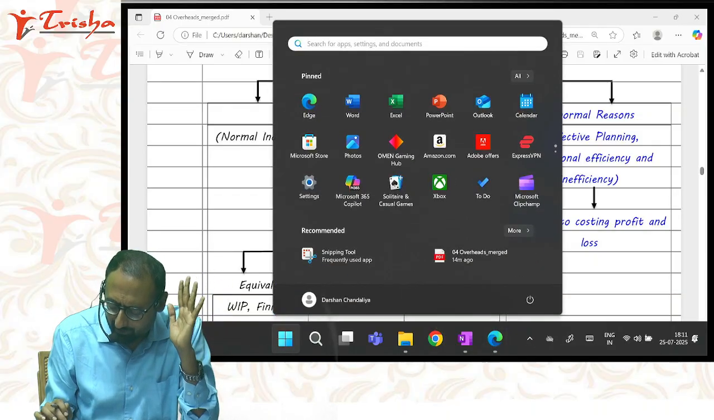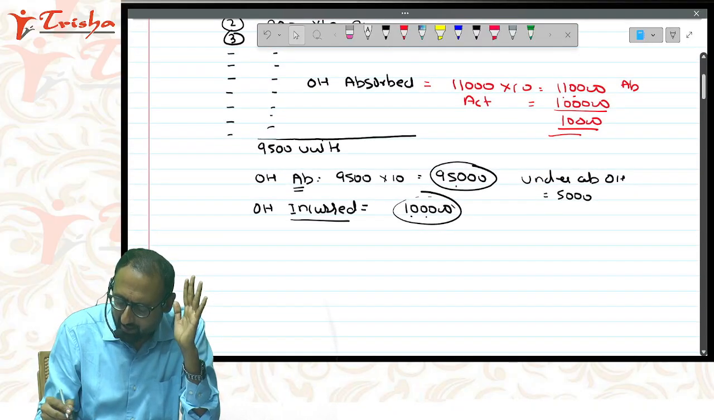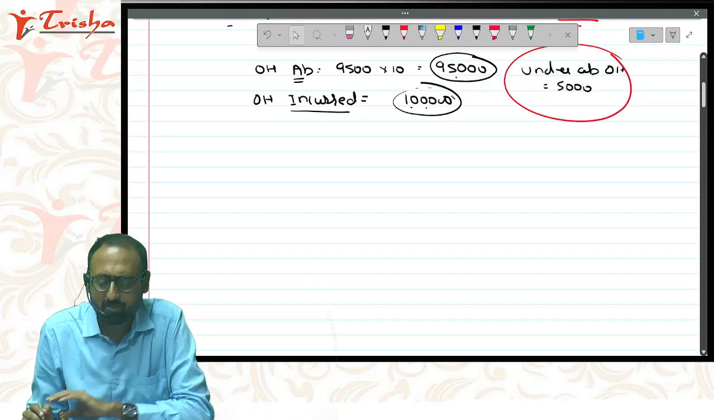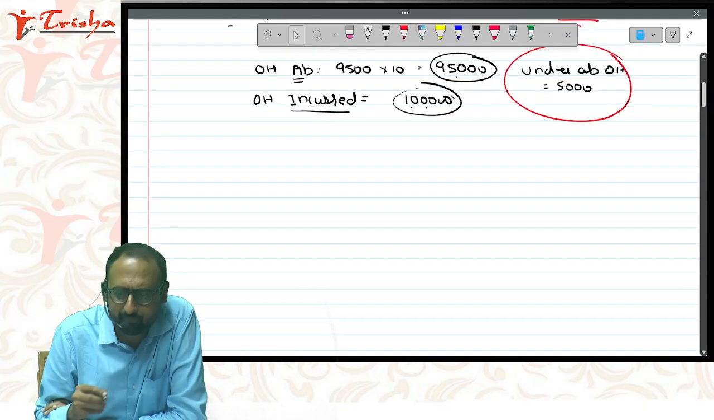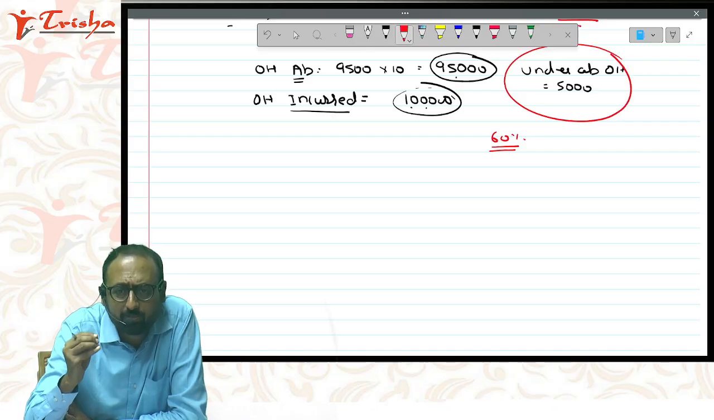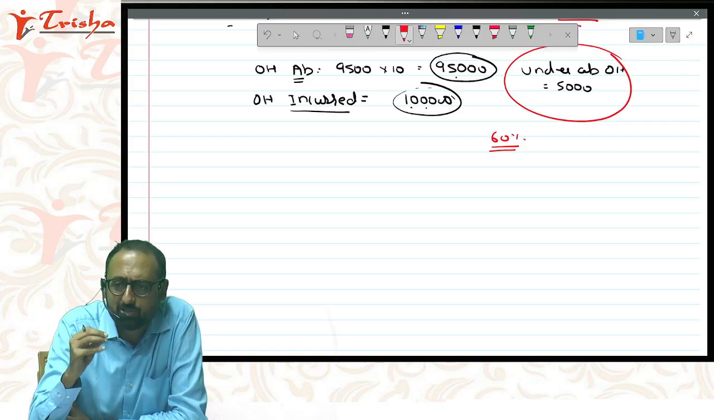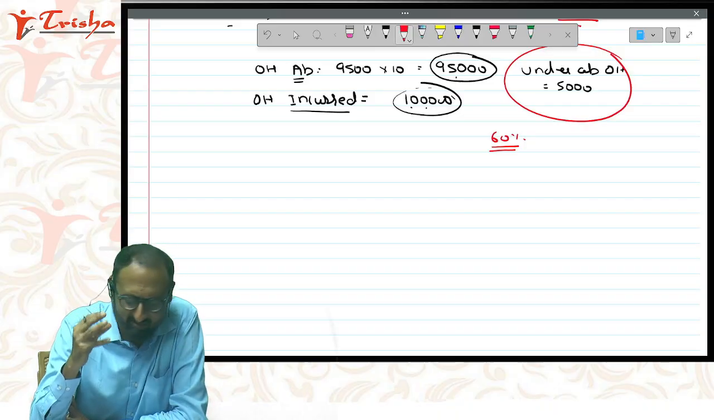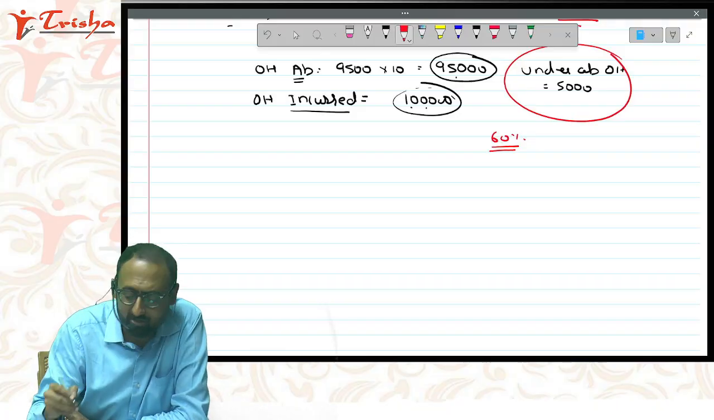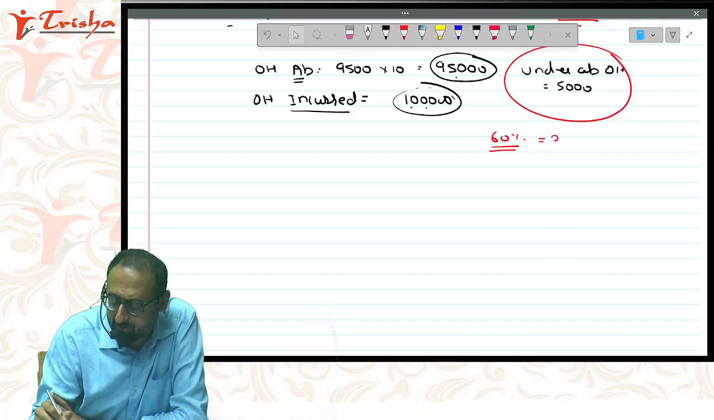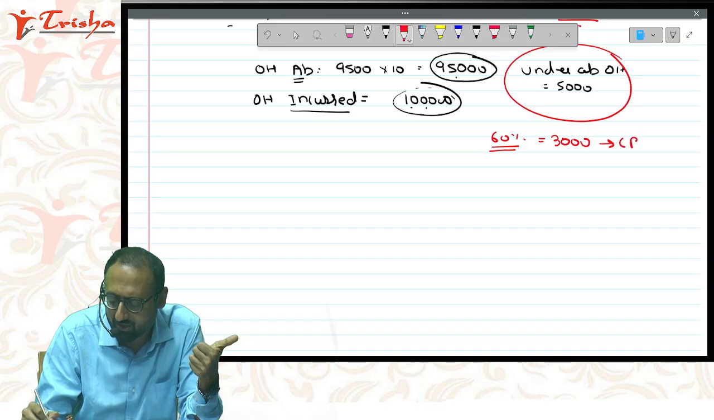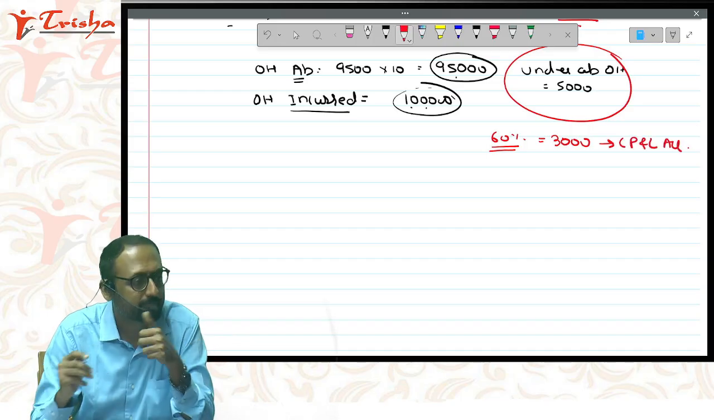Suppose in our example, under absorption is 5,000, and it is given in the question that 60% of the under absorption was due to defective production planning, inefficiency of the worker, and lack of coordination between the workers. In such a situation, 5,000 into 60%, your answer comes to 3,000. These 3,000 straight away you'll have to transfer to costing profit and loss account.